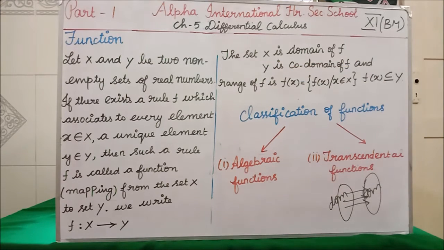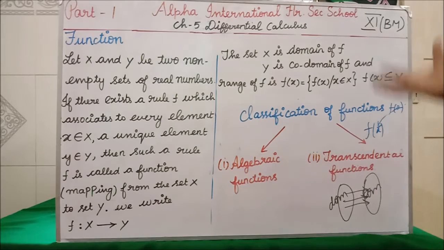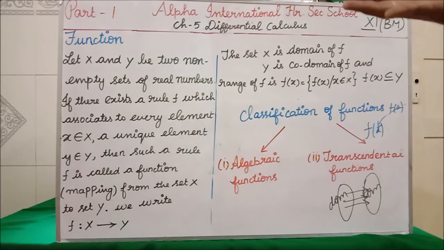What they are saying is x is a unique element. Why are they saying x is a unique element? Suppose they give the question f of x and ask you to find f of 2. What will you do here? For the unique element, instead of x you will apply 2. Isn't it? So they are saying x is a unique element, y belongs to capital Y, then such a rule f is called a function.